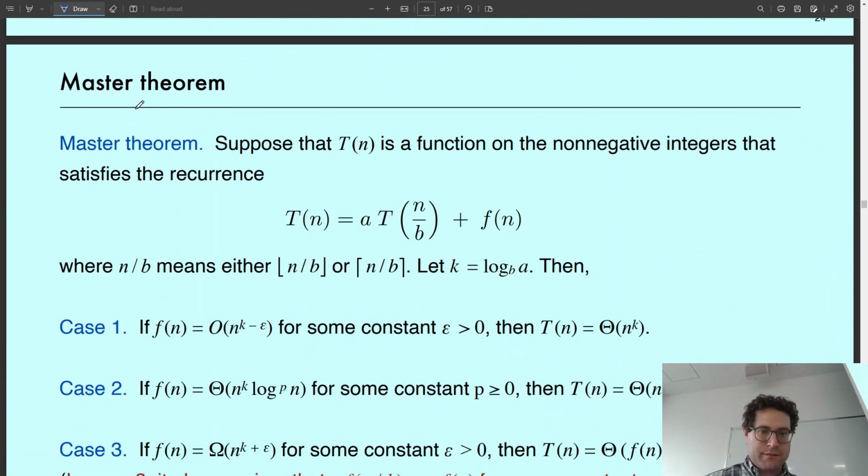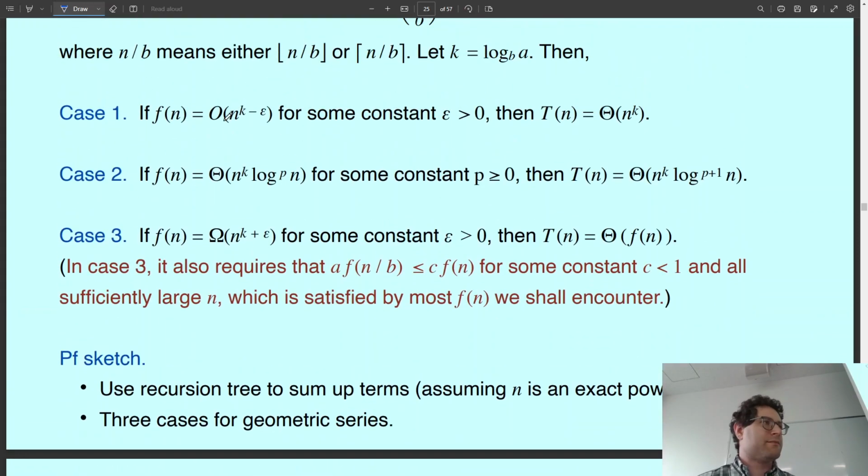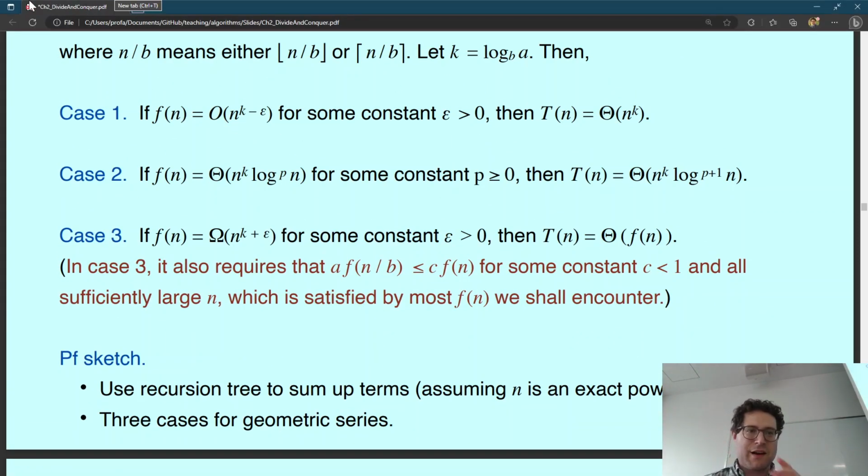So anyway, may we have a break? Sure. Sorry, so there's the Master theorem.